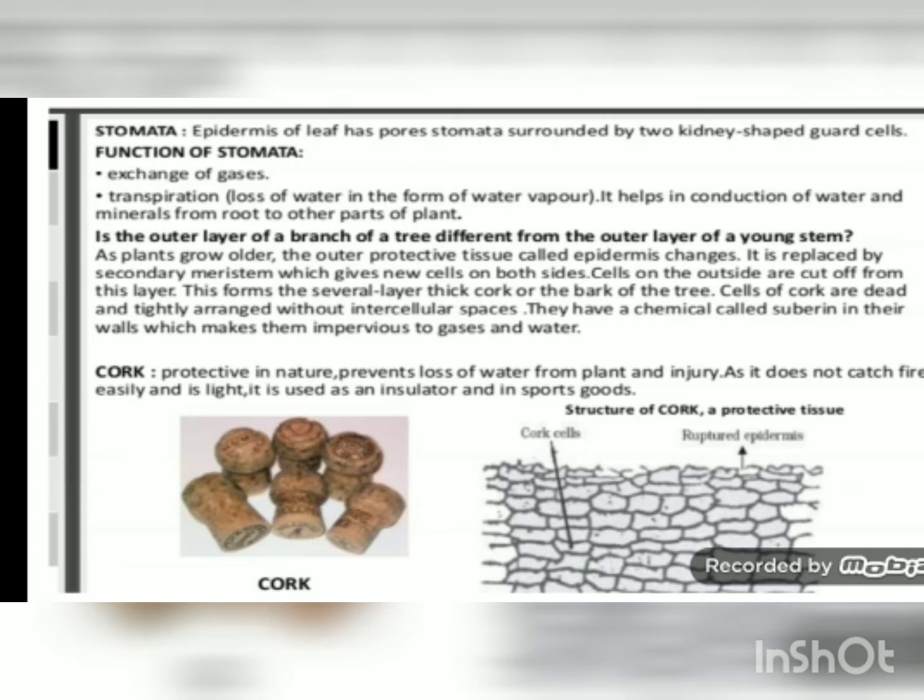Cells of cork are dead and tightly arranged without intercellular spaces. They have a chemical called suberin in their walls which makes them impervious to gases and water. So as compared to the outer layer of a young stem, the outer layer of a branch of a tree is very hard and consists of dead cells, and it is actually made up of cork cells. These cork cells do not have any intercellular spaces, and there is a special material called suberin which makes them impervious to gases and water.